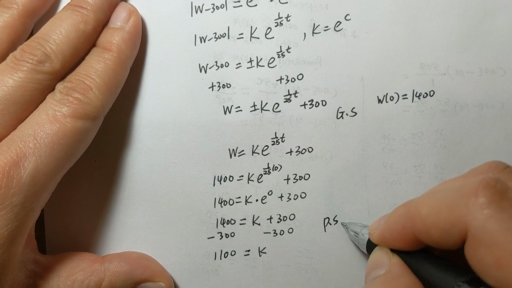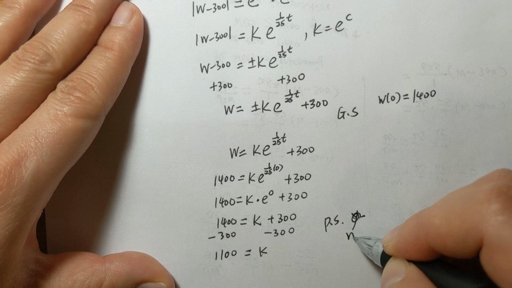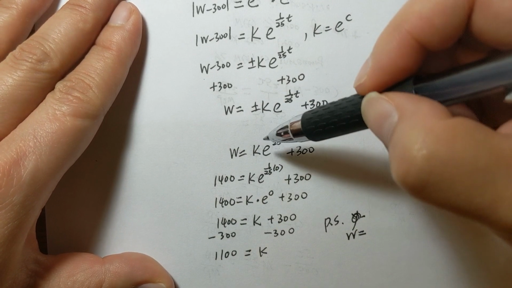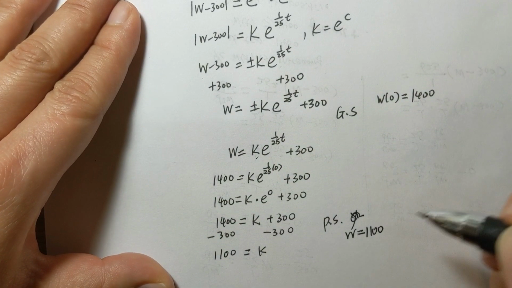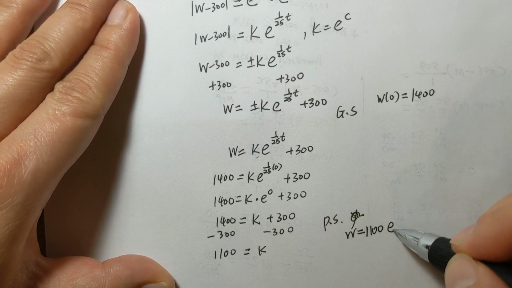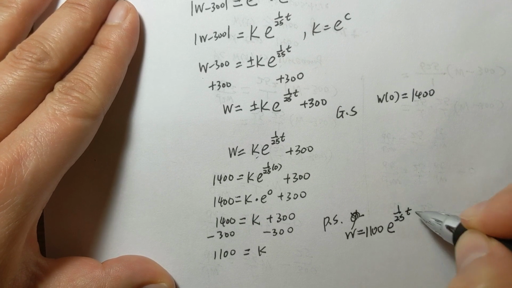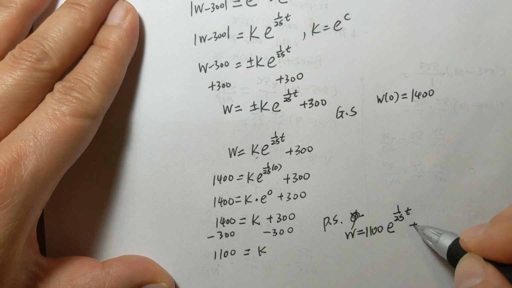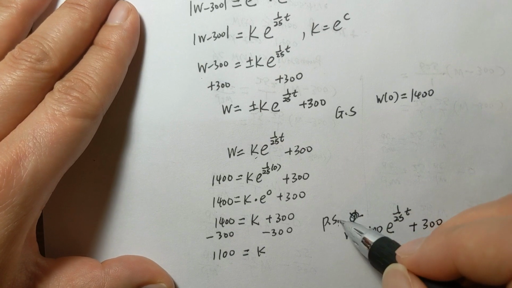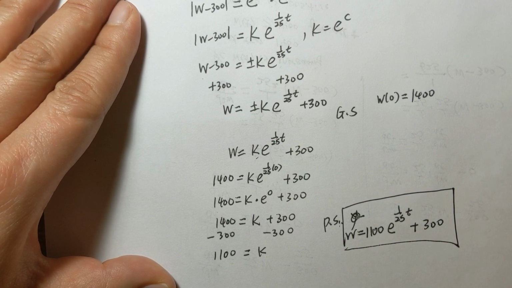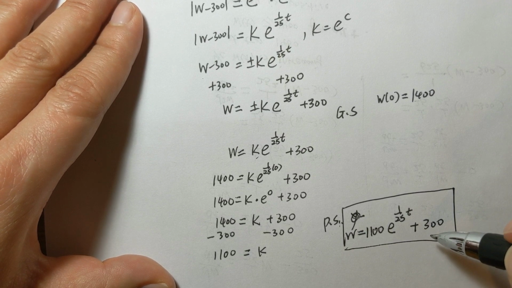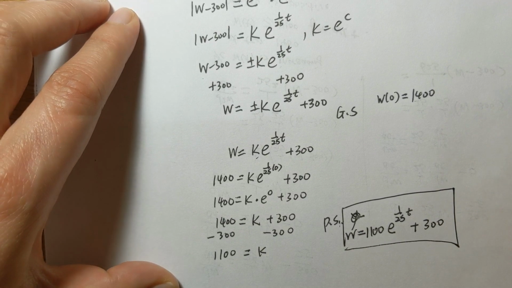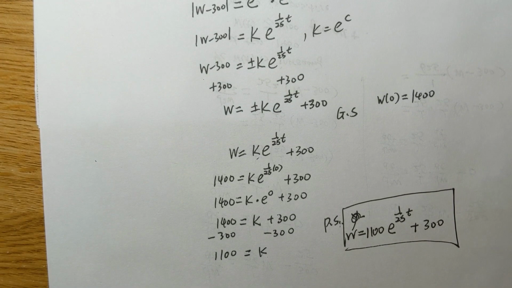So now the particular solution: W equal to, over here we got k is 1100, and then you put e to the 1/25 t, and then plus 300. So we finished. This is going to be our particular solution. So we finished question number 1. You need to go to video number 2 to take a look at question number 2.